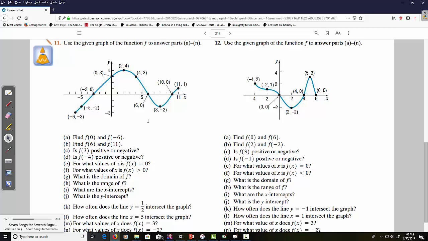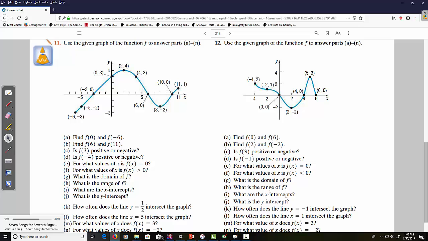F of 3, positive or negative? So 3 is right here. That means this point is up here. Its y value would be positive because it's above the x-axis. Is f of negative 4 positive or negative? 1, 2, 3, 4. Here's negative 4. The point would be down here. So yes, the y value would be negative. The function value would be negative.